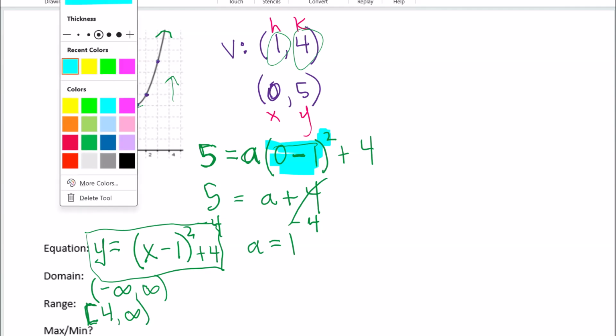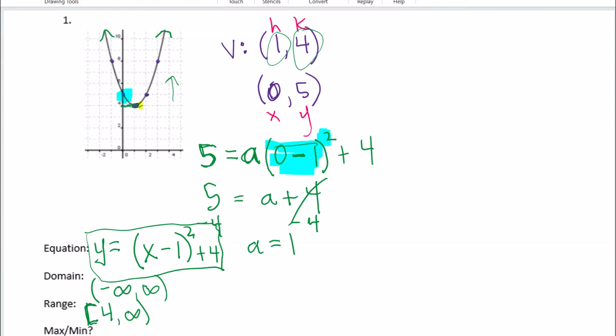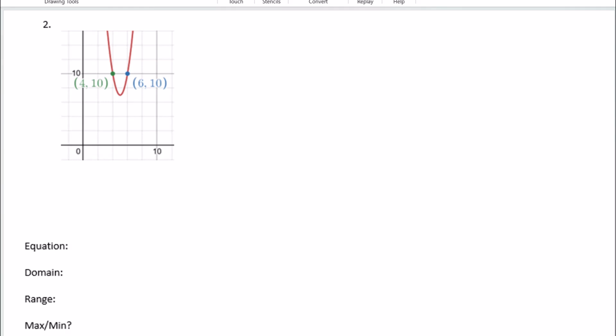And then the max or min question is talking about the vertex. So is this vertex a minimum value? Is it like the lowest value the parabola goes to, or is it a maximum value? So this one, since it opens up, the vertex is the minimum point. So we're just going to circle minimum.